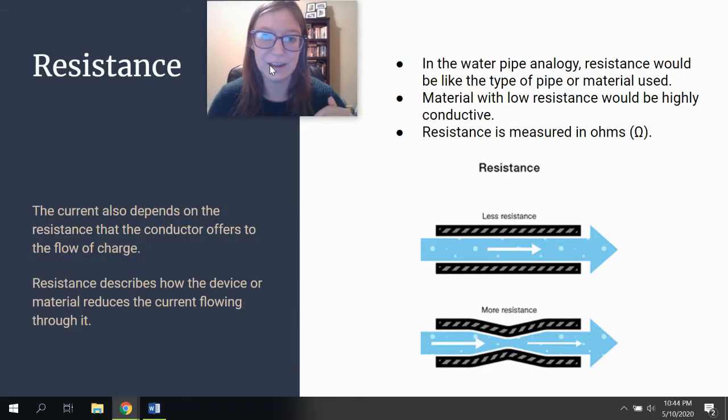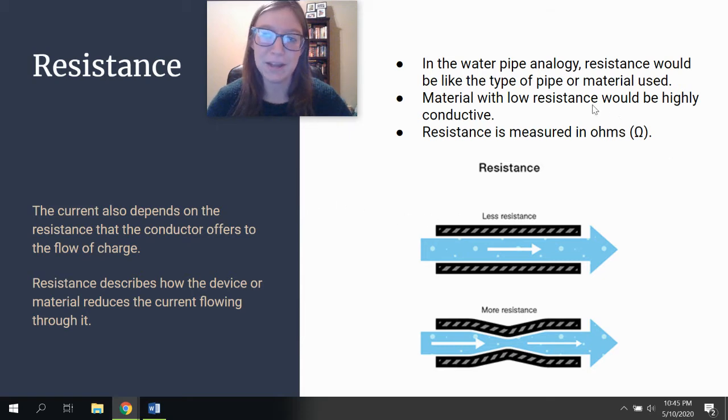Now, our next term, resistance, is futile. Just kidding. Resistance tells us something about how either the device that the charge is moving through, or else the material that's being used, like maybe the wires, reduces the current any. Does that offer some resistance? So the current depends on both the resistance and also the voltage contained within that circuit.